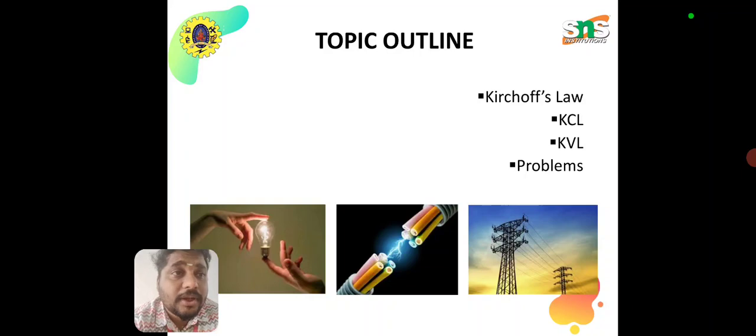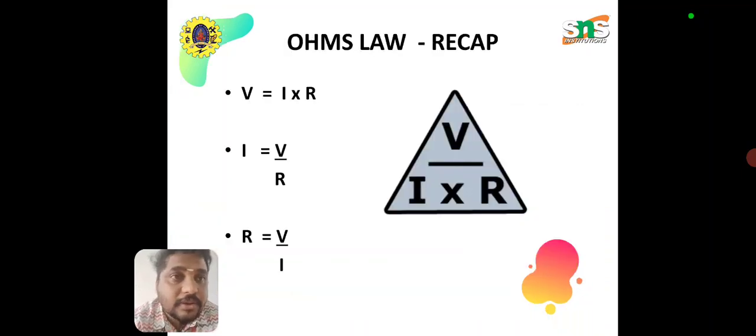This is the topic outline: one is Kirchhoff's law, KCL, KVL, and then problems. What is meant by KCL? KCL is Kirchhoff's current law, and KVL is Kirchhoff's voltage law. Before going to the topic, we see the Ohm's law recap.